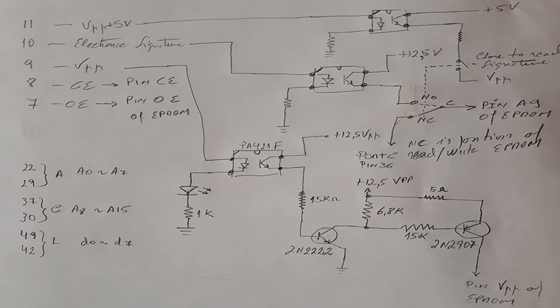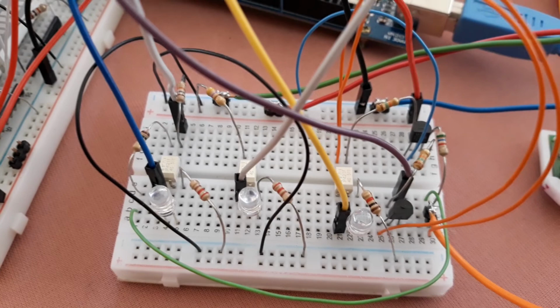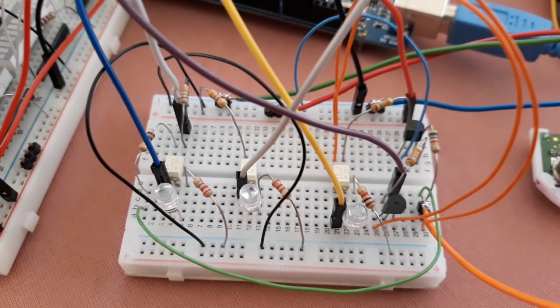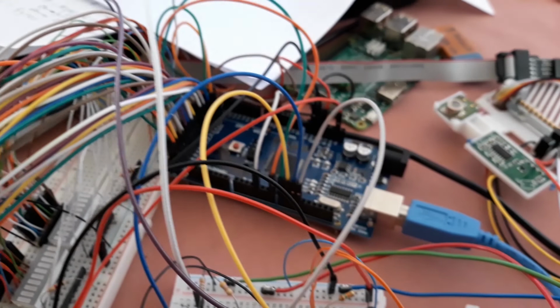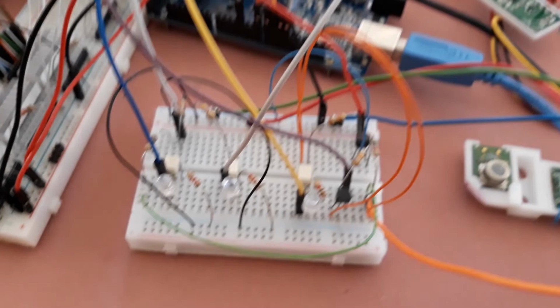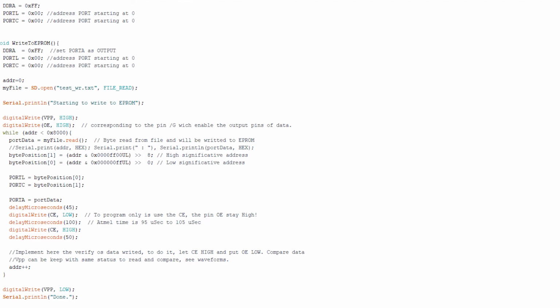Since we need to deliver 12.5 volts to this EPROM to write in it, we will create a safety circuit. The opto-couplers will isolate the Arduino from the tension of the VPP. The two transistors will create an independent mesh for the control of the VPP. We also put some LEDs in the circuit to be able to see the pins changing state.